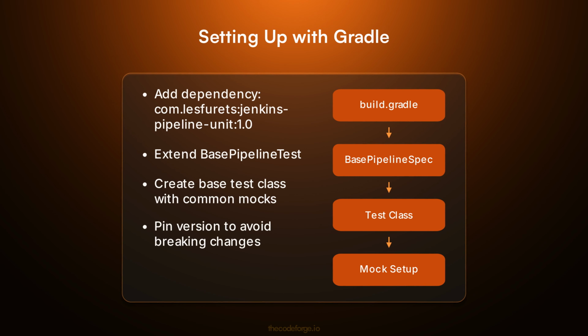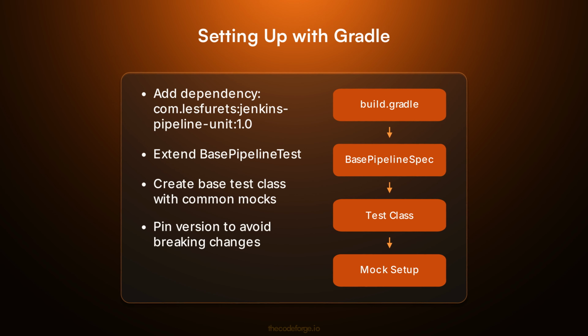Start by adding the dependency to your build file. Then create a base test class that extends BasePipelineTest and registers common mocks like sh and git. This reduces boilerplate across all your tests.